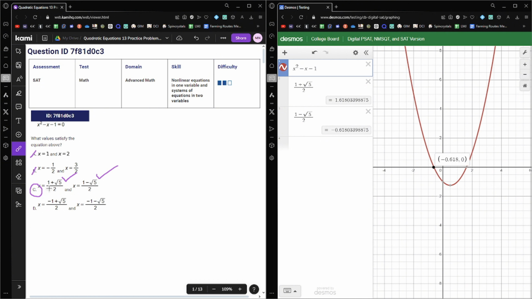You could solve this by hand by using the quadratic formula, but once again, all you have to do is type this stuff in Desmos and boom, just like that, you're done. The D1 Desmos crunch strikes back again.